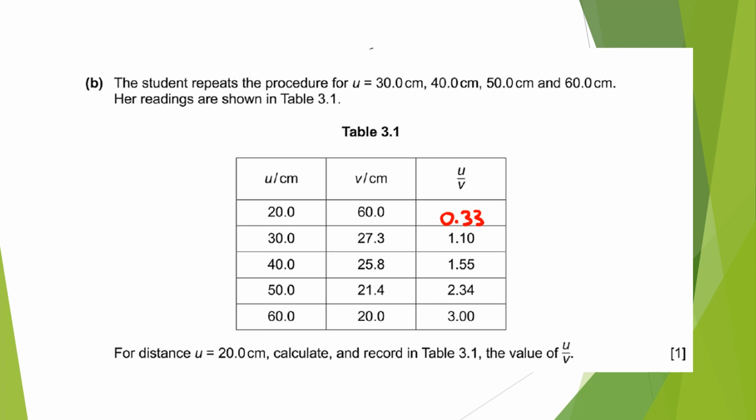So let us see the question. For distance u equal to 20 centimeter, calculate and record in table 3.1 the value of u by v. So as I told, when we are calculating the u by v value for the first row, it should be three significant figures, and when we calculate it, it is 3.00.